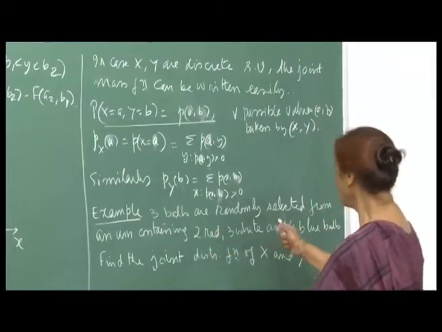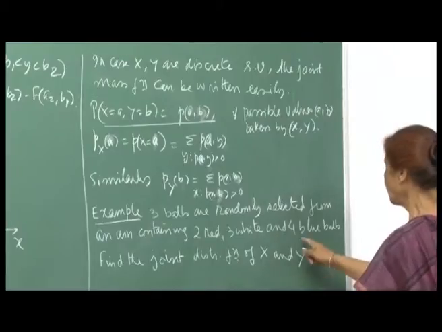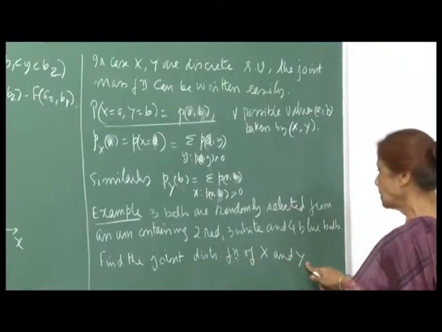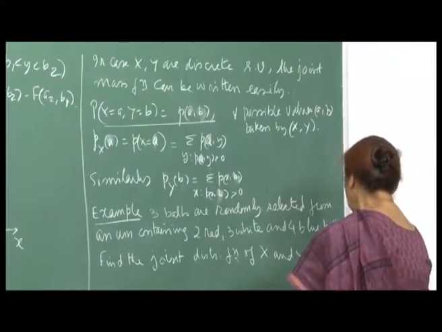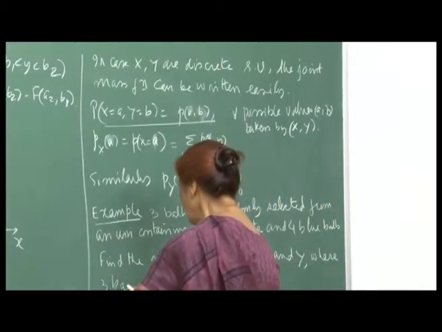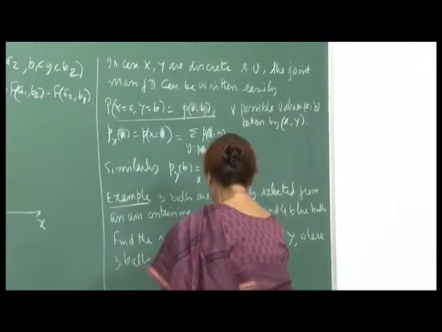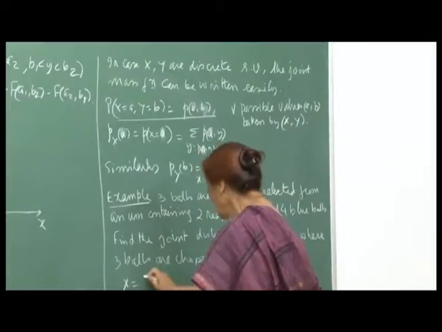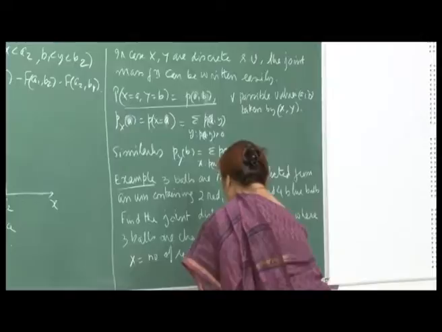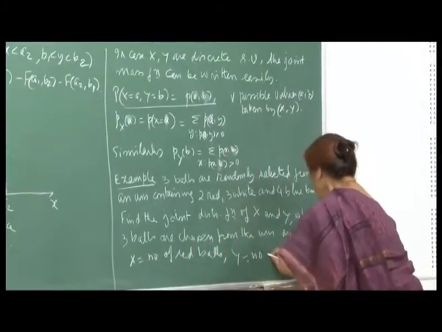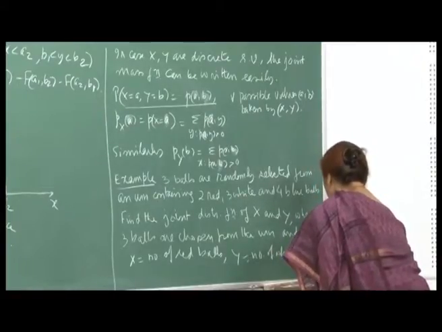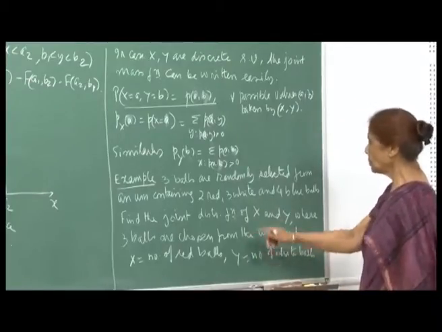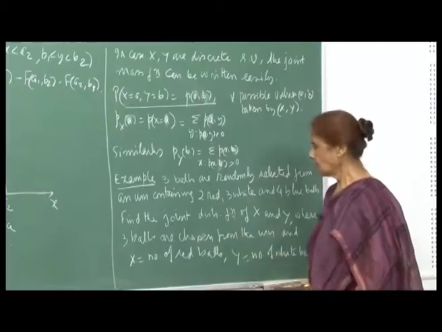So, let us consider this: 3 balls are randomly selected from an urn containing 2 red, 3 white and 4 blue balls. So, the total number of balls is 9, and now you want to find the joint distribution function of x and y, where 3 balls are chosen from the urn and x represents the number of red balls and y the number of white balls. Okay. So, I pick up 3 balls from the urn, then I note the number of red balls present in those 3 balls and the number of white balls. So, now we want to write down the joint mass function or distribution function for x and y.